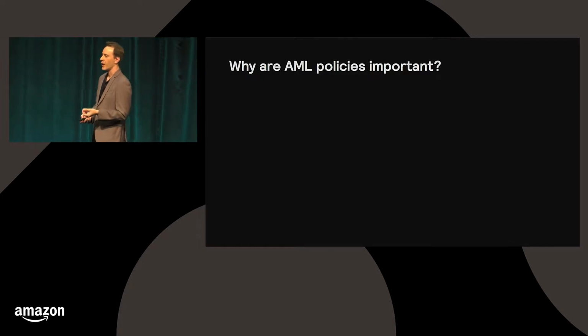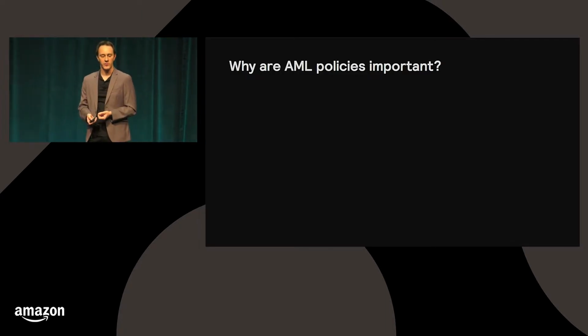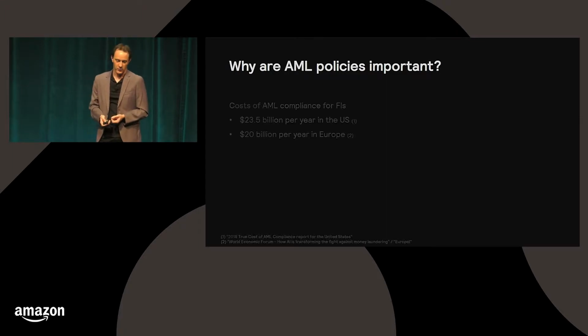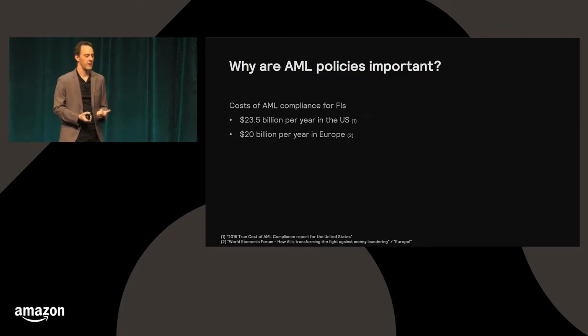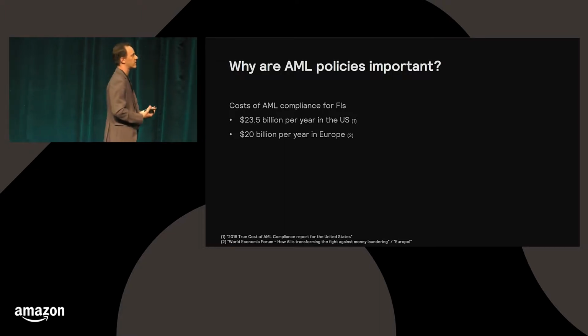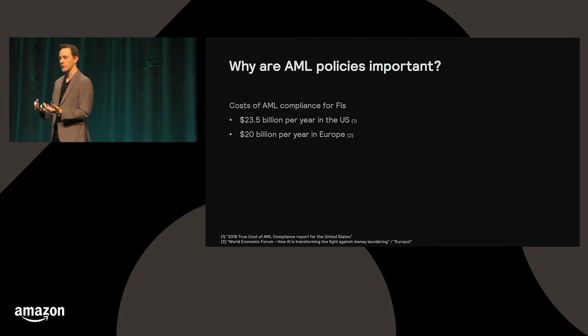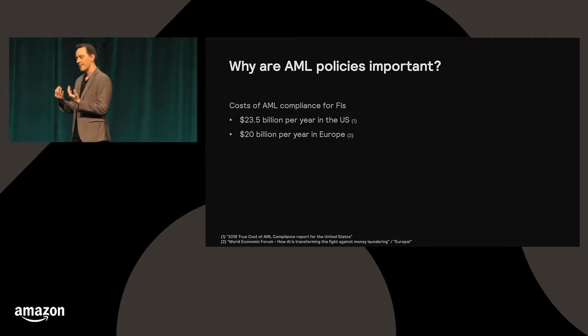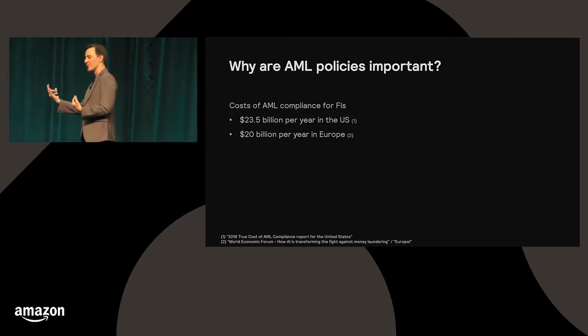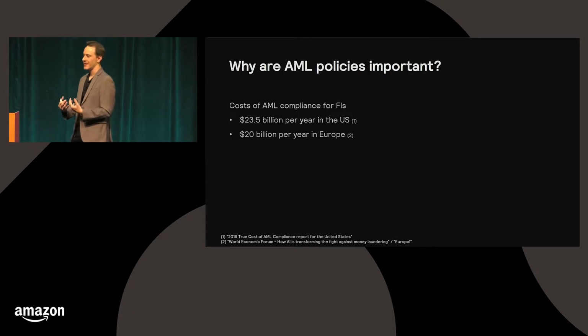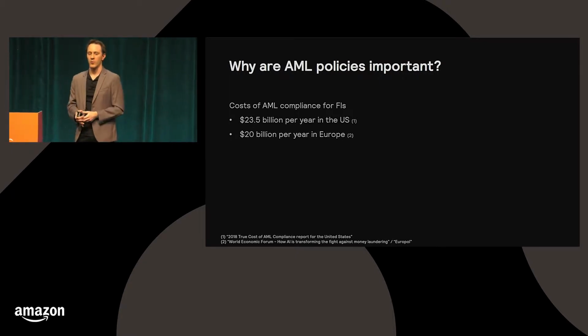Why is it important, and how much does it cost for financial institutions? So to give you some numbers, an idea of how big this is. Per year, the cost of compliance for financial institutions in the US and Europe surpasses $20 billion. So in other words, financial institutions in the US and Europe are going to spend more than $20 billion each year just to be compliant with the regulations regarding AML policies.